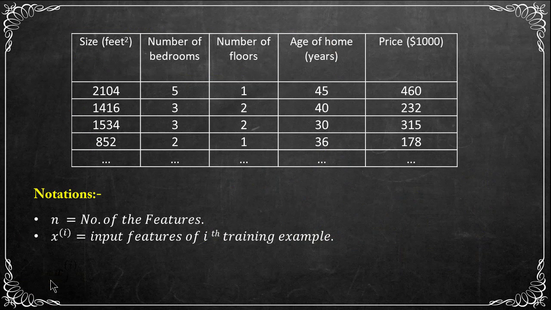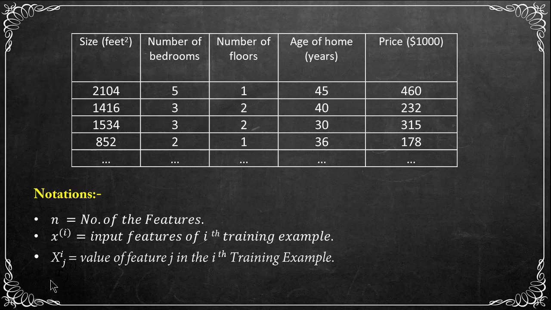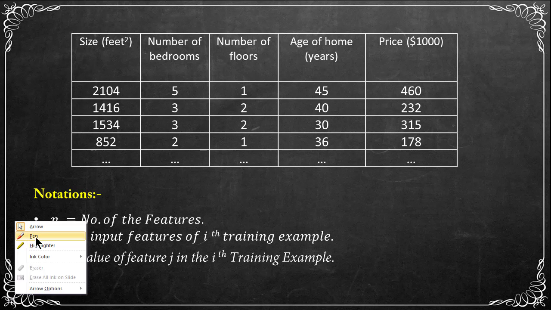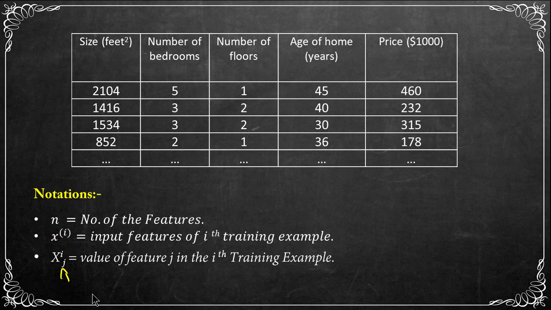Now let's take a look at x superscript i and subscript j. Here j is our feature, and here i is our ith training example, okay, that I have written here.